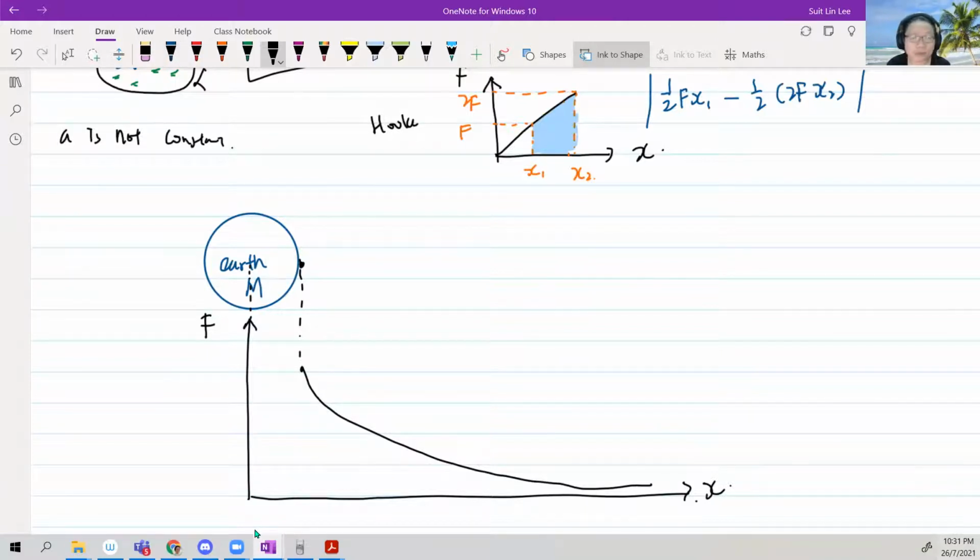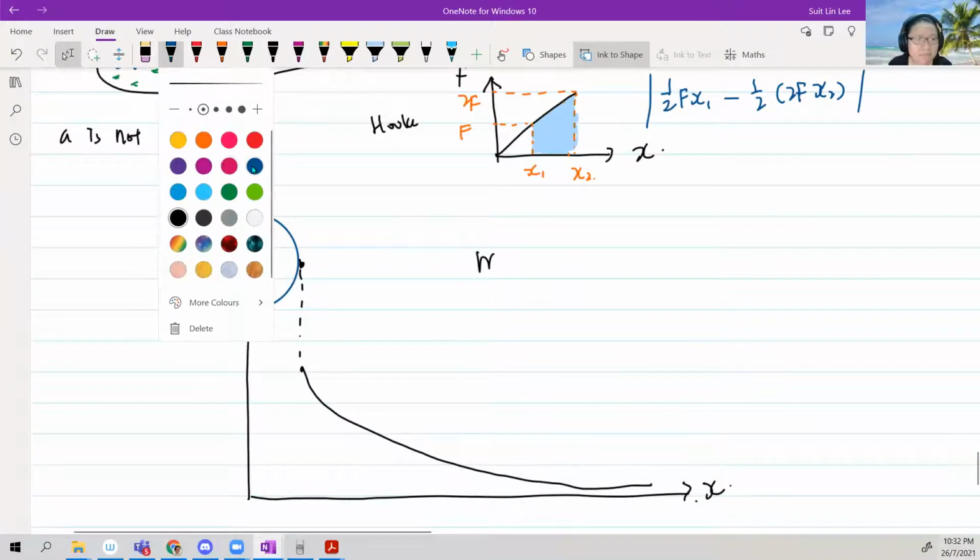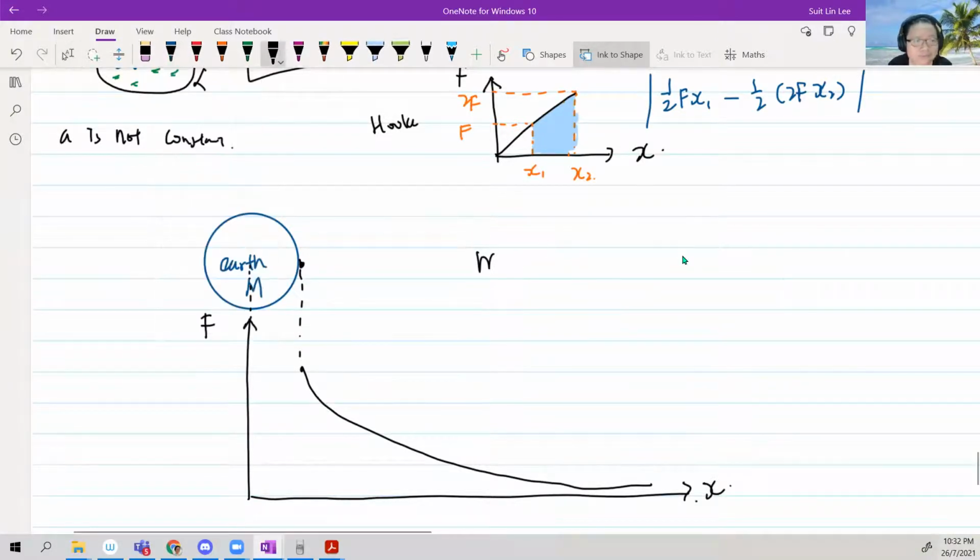Right? So let's say work done now. Work done W. Excuse, can I change color? Work done. Please let me change color. Work done by the gravitational field is equal to the area under the F-x graph.